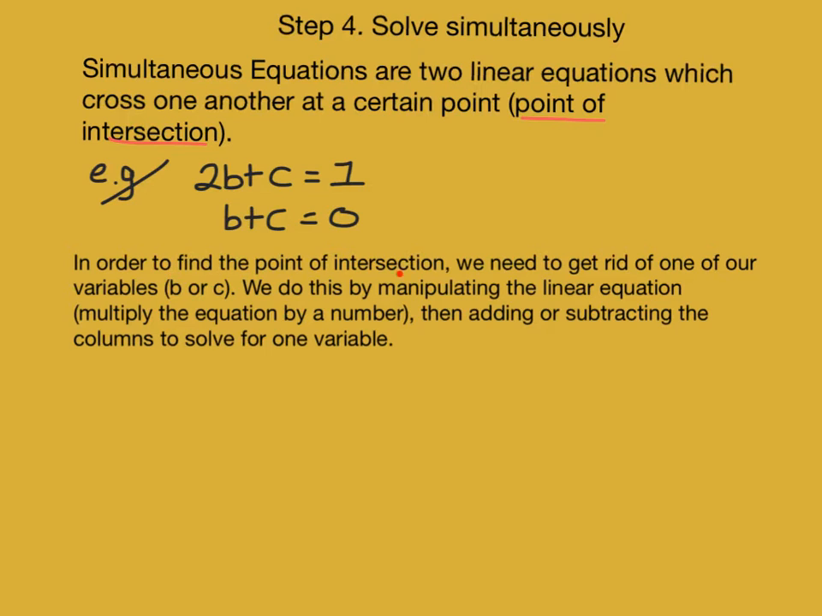Okay, in order to find the point of intersection, we need to get rid of one of our variables, in this case either B or C. Why we call them variables is they can be replaced by numbers, and the numbers they can be replaced by can vary. We do this by manipulating the linear equation. So we multiply the equation by a number and then add or subtract the columns. When I talk about columns, that's old school addition and subtraction that you would have learned in primary school.